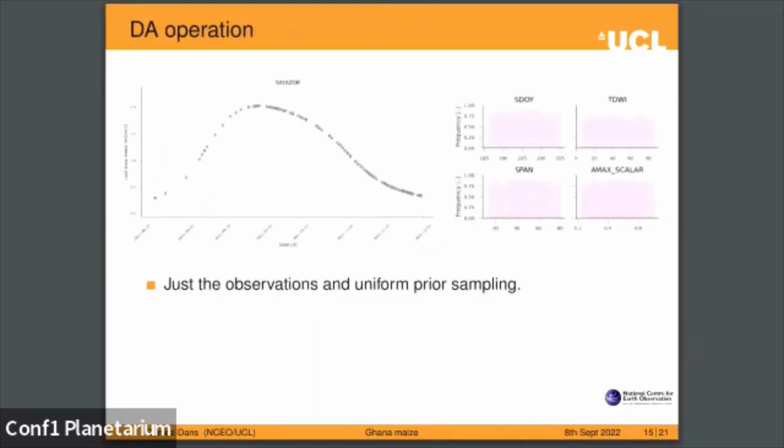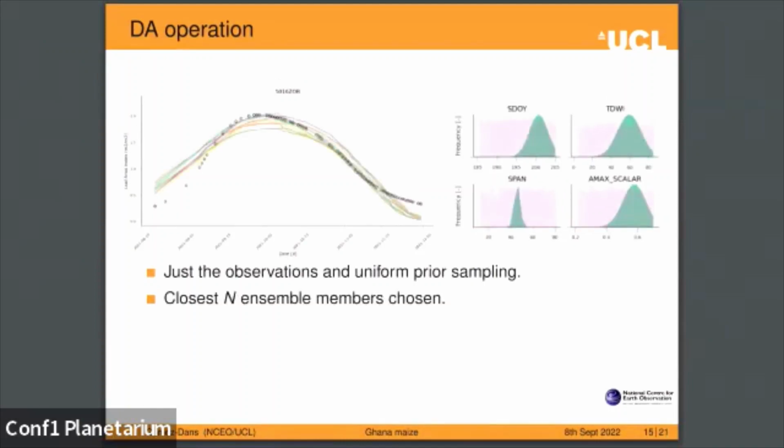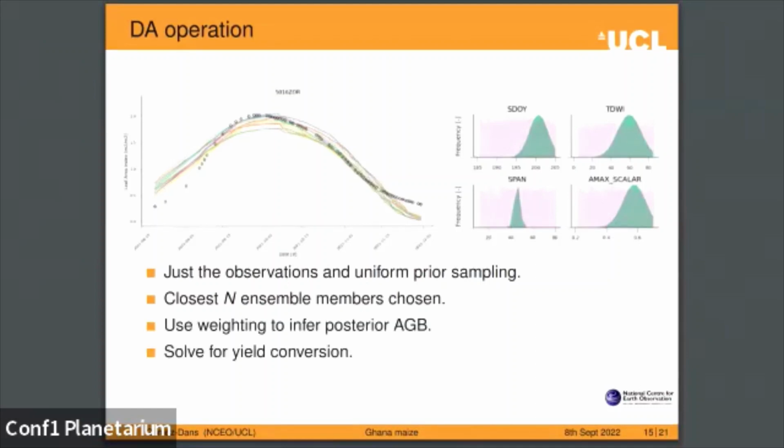This is how it works. These are the observations from Planet. You see we got loads of them at the end, but we got some gaps at the beginning of the growing season. That's the prior distribution, more or less uniform. Then we match the model trajectories to the observations, and we select and calculate our posterior distribution. With our posterior distribution, we can also calculate our posterior above ground biomass, and then solve for our yield conversion.